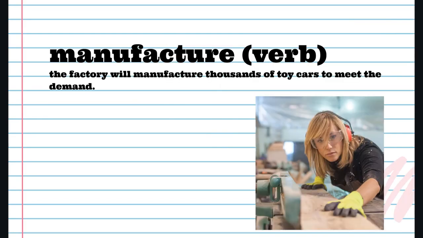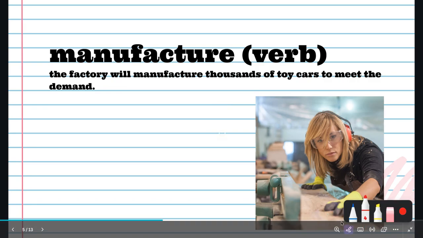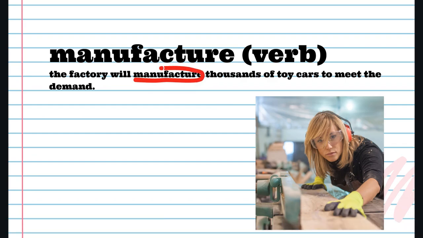Manufacture is a verb. The factory will manufacture thousands of toy cars to meet the demand. So we are going to circle manufacture. And now we're going to look for our context clues. To me, I think factory, right? Because it looks like this person's in a factory too. Toy cars, right? Because it sounds like that's what they might be doing, making something. So go ahead, make your best guess now. And our class definition is going to be to make something by hand or with a machine.